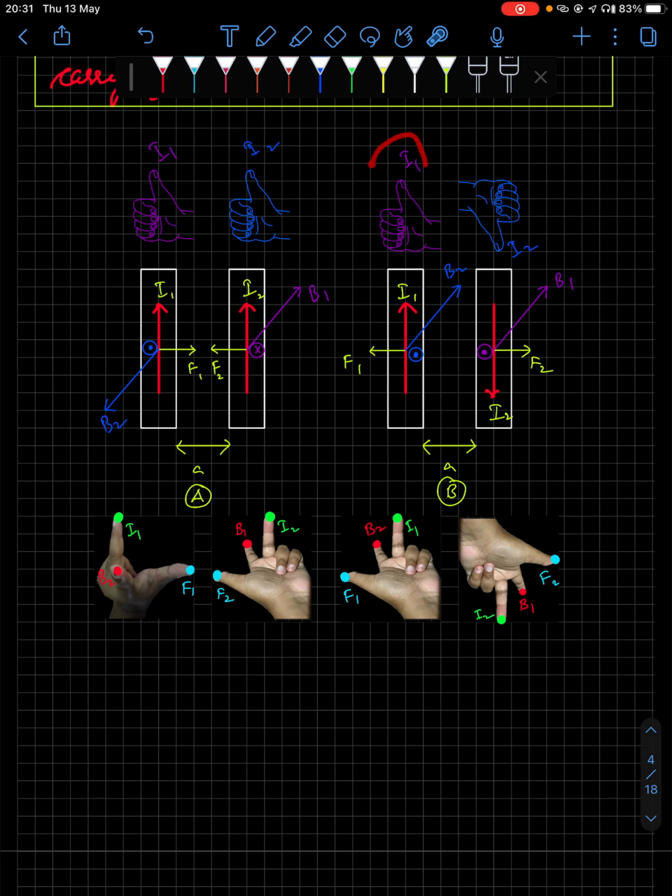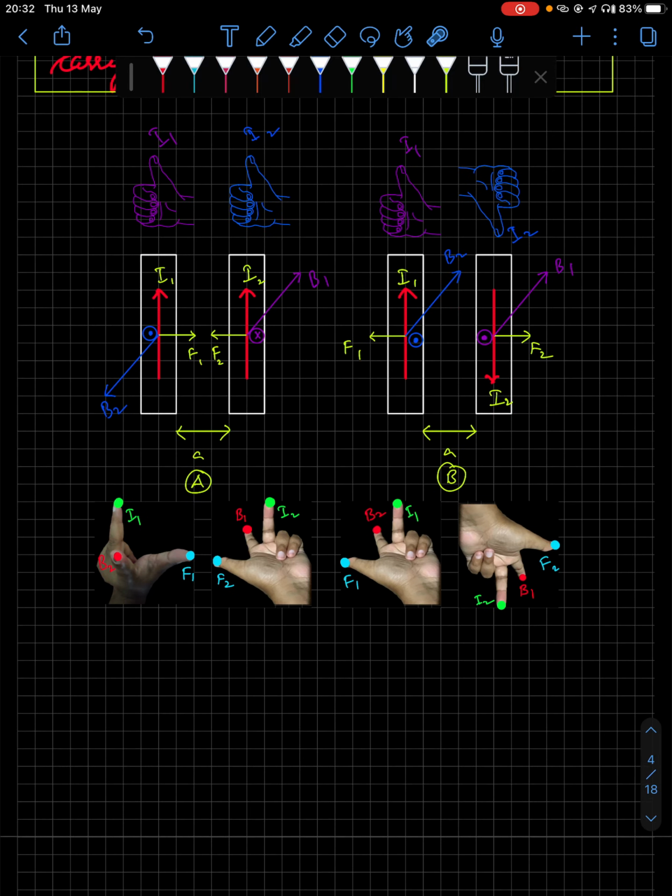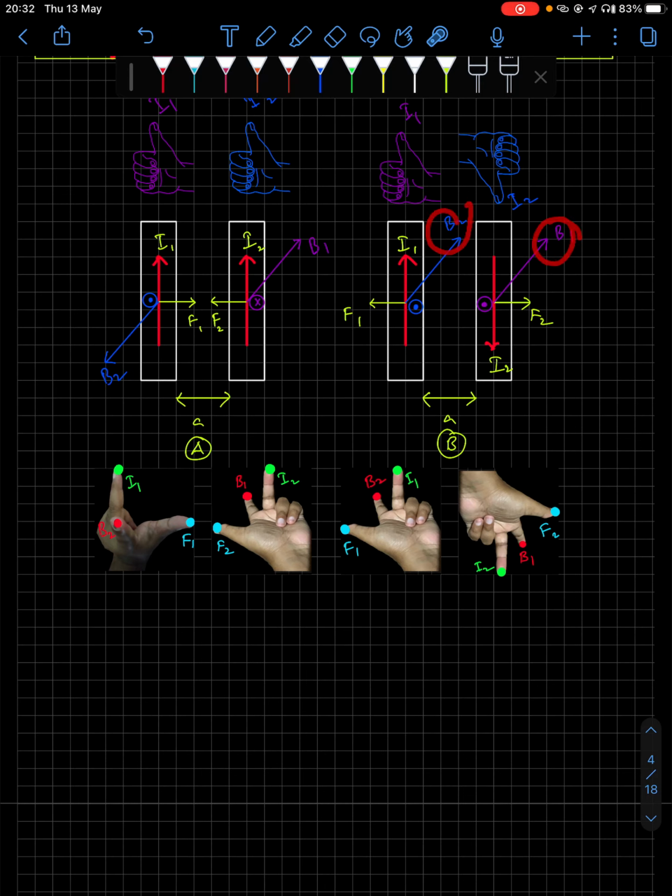So here, if the current is in the upward direction, then if you apply the right hand thumb rule, you see that the magnetic field at this point is into the page. B1 is into the page, which is due to current I1. Now if the current is going in the downward direction in the second wire, that is I2, since I2 is along the downward direction, the direction in which your finger curls shows that the magnetic field B2 due to current I2 is also in the inward direction. So now the direction of the magnetic field is determined.